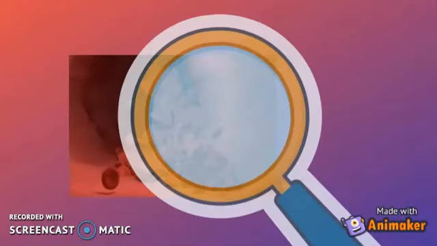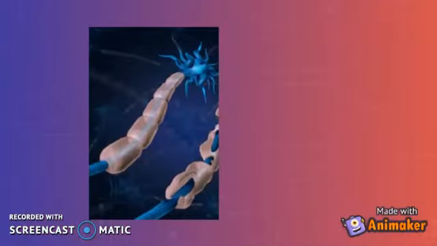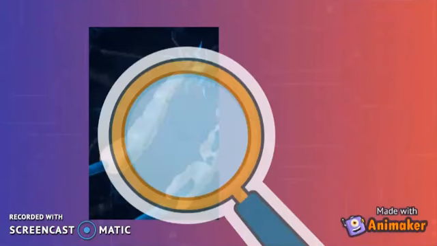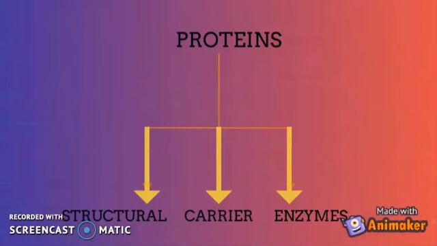and their functions. For example, in RBCs or red blood cells, the ratio of protein, lipid and carbohydrate is 52:40:8, whereas in the myelin sheath, the protein-lipid ratio is 0.2:1. These proteins are of three different classes: structural, carrier and enzymes. So, let's begin with the structural proteins.